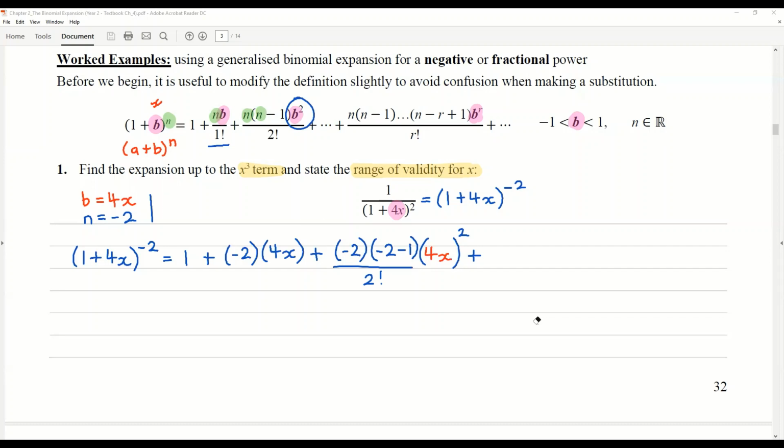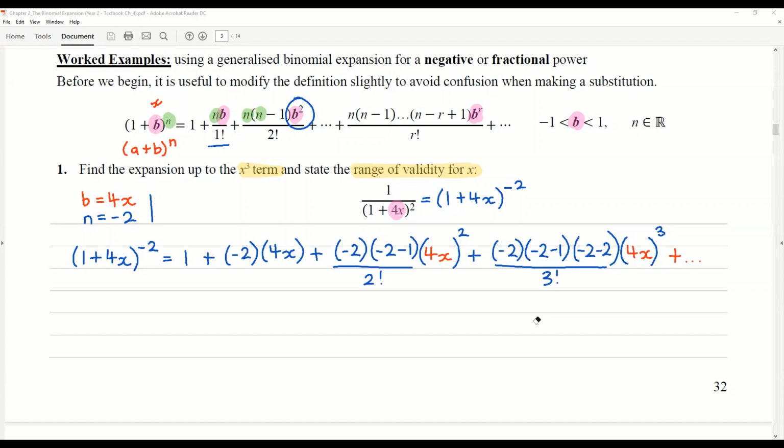Let's add one more. So it's going to be n minus 1, n minus 2, over 3 factorial. Notice it's not given there, but because we've dealt with this a few times now, we can see the pattern. And then our b is going to be cubed. So this is going to be 4x all cubed. And then I will just acknowledge that there might be more to come.